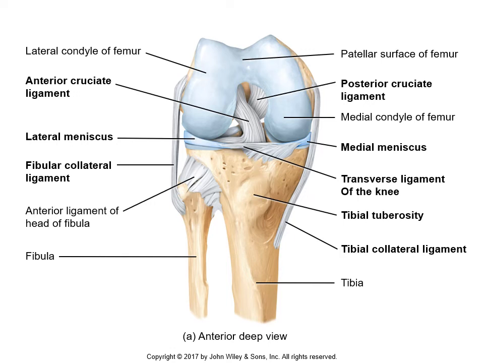This here is the ACL, the anterior cruciate ligament. The anterior and posterior cruciate ligaments are named for where they attach on the tibia. For instance, this is the anterior part of the tibia. We'll draw an A on it. That's the anterior part. Posterior is in the back.